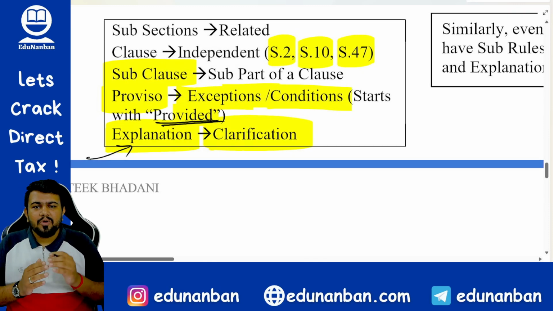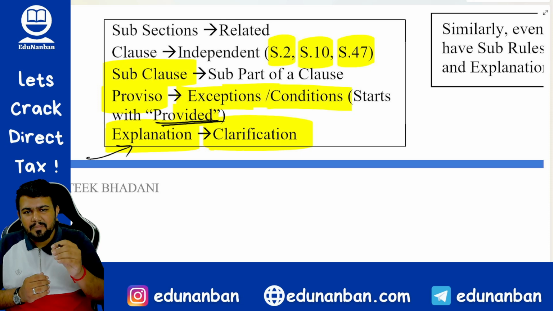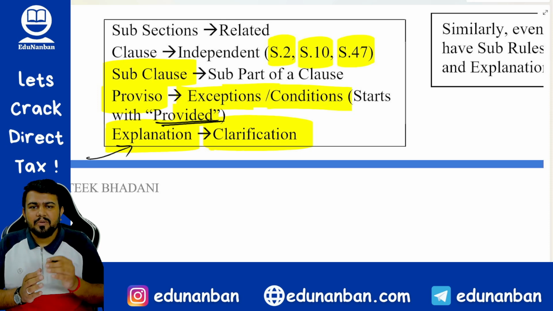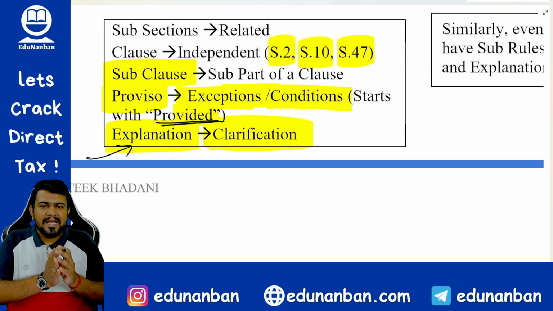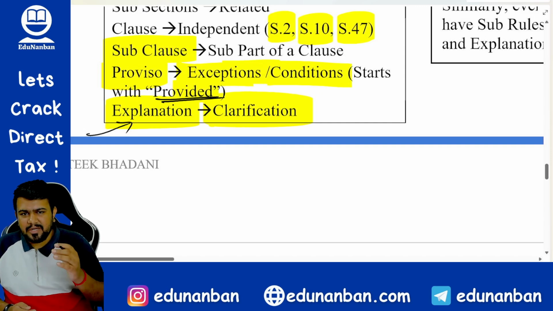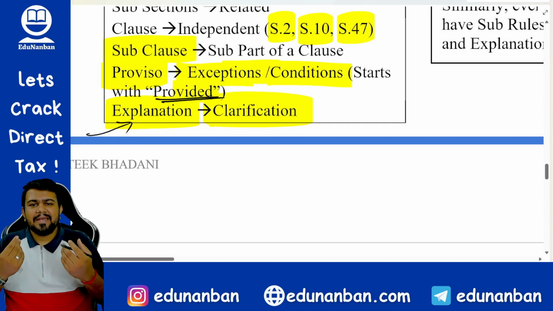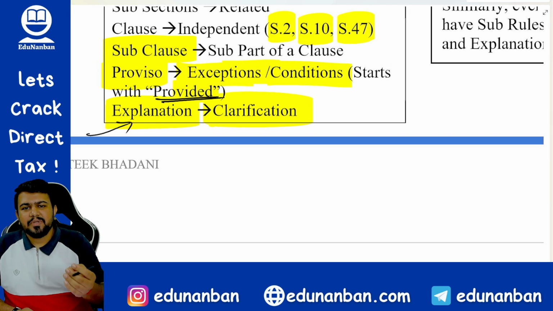Now, sections might also have provisos and explanations. What is a proviso? A proviso means some exceptions or conditions given in a particular section. The proviso mostly starts with the word "provided". Then comes the explanation. An explanation is a clarification given in a particular section, which gives additional or complete meaning to that section. It helps you understand that section better.